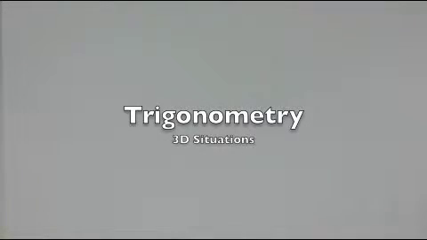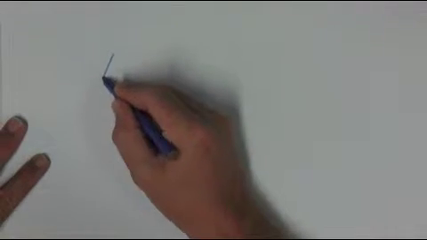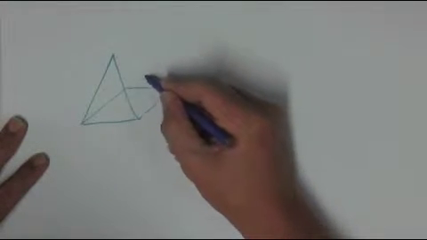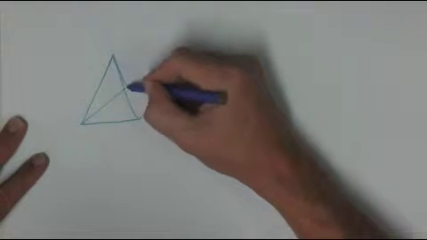Let's look at the trigonometry involved in three-dimensional situations. So in a three-dimensional shape, and for this case I'm going to draw a square-based pyramid, I can have many different angles. I could have an angle between what we call two planes.